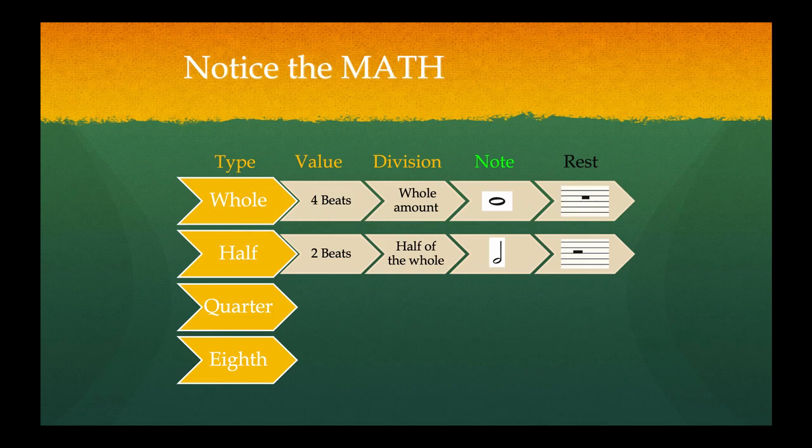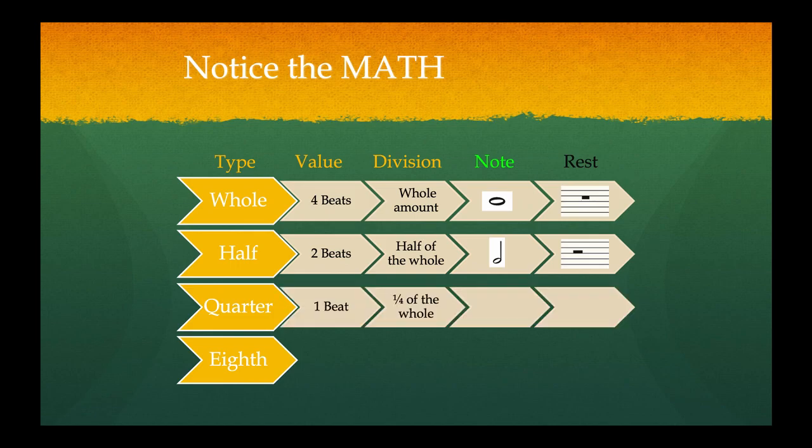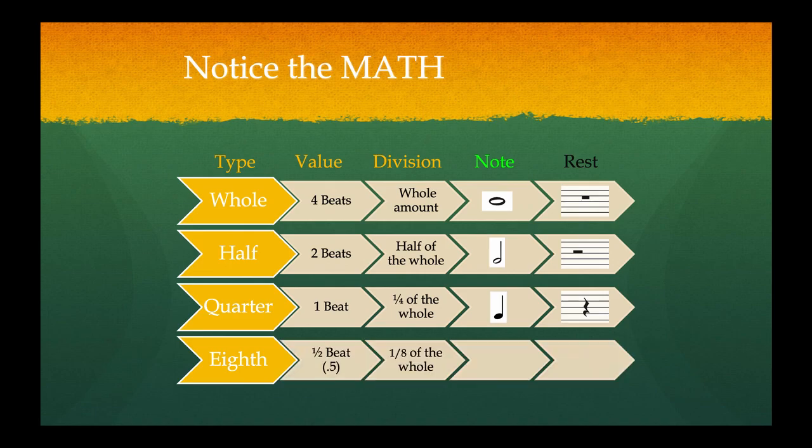Then we'll divide our whole into quarters. Quarter gets 1 beat because it's 1/4 of the whole. So a quarter note gets 1 beat of sound, and a quarter rest gets 1 beat of silence. Then we'll take our whole and divide it into eighths. An eighth gets 1/2 of a beat. That's 0.5 of a single beat, because it's 1/8 of the whole. So an eighth note gets 1/2 a beat of sound, and an eighth rest gets 1/2 of a beat of silence.